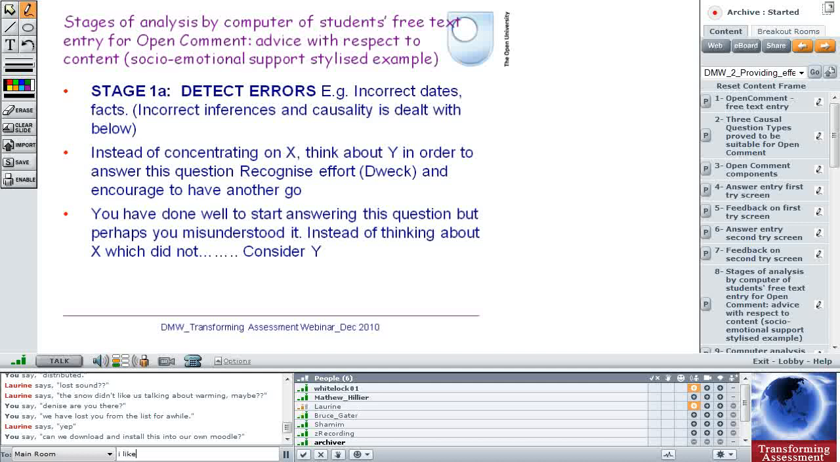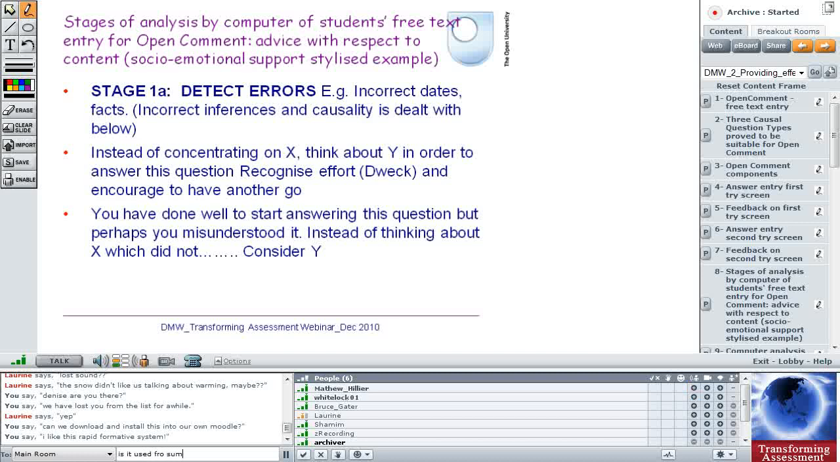Because underneath this model, underneath this feedback, there are stages, a model of what the system should do, what it's going to look at in the student's answer, and the sort of feedback it's going to give. So the first phase is, and this is something I designed, and it looks like I could have done it on a Sunday afternoon on the back of a brown paper envelope, which took a very long time of analysing tutors' feedback to students, is the detection of errors. So first of all, the system looks for errors, glaring errors, things like incorrect dates and facts. Incorrect inferences are dealt with later.